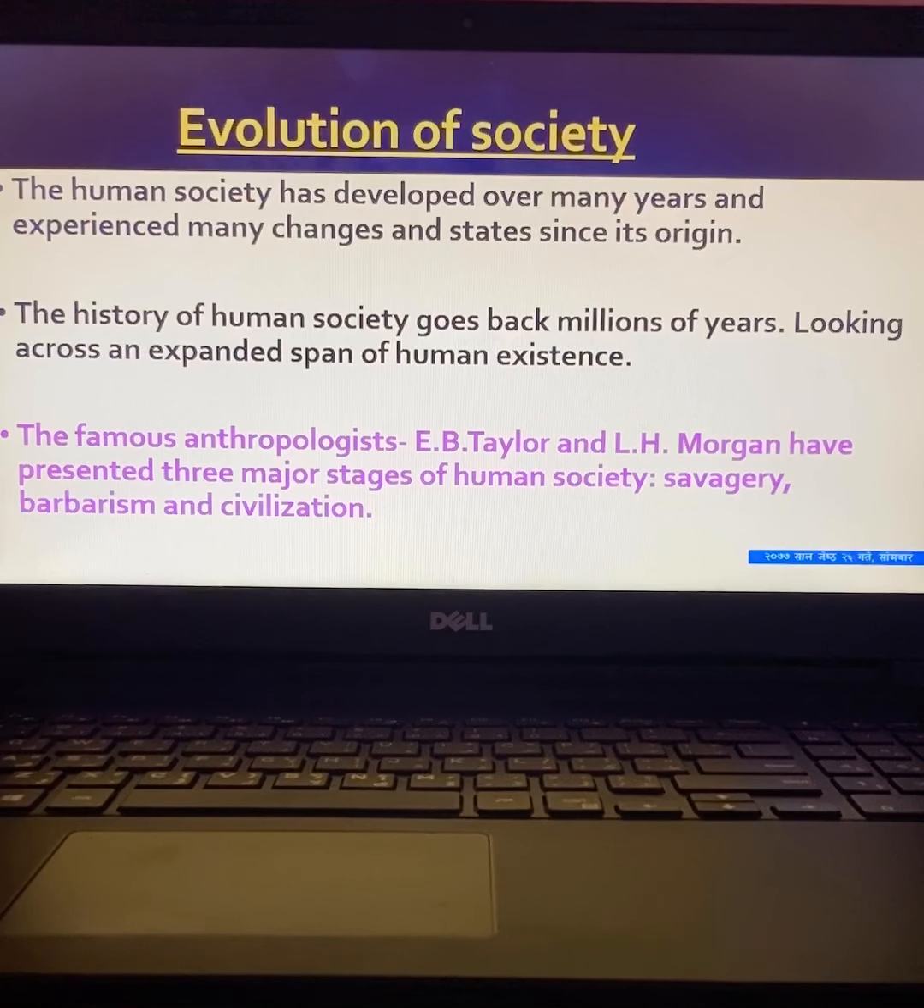So the evolution of these societies. Evolution of the societies means the development of the societies. The human society has developed over many years and experienced many changes and states since its origin. The history of human society goes back millions of years. Looking across an expanded life of human existence.